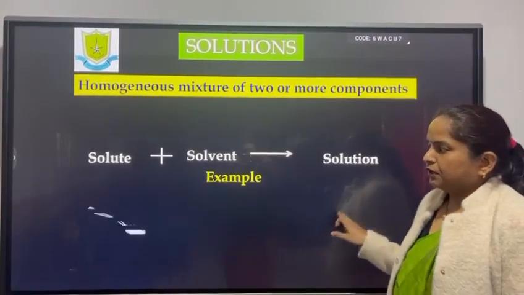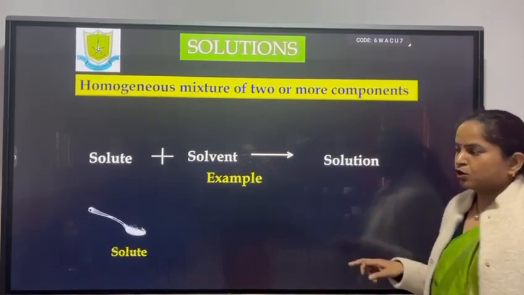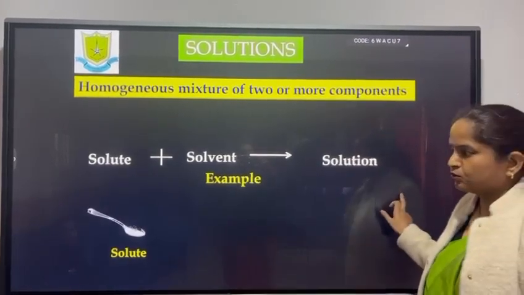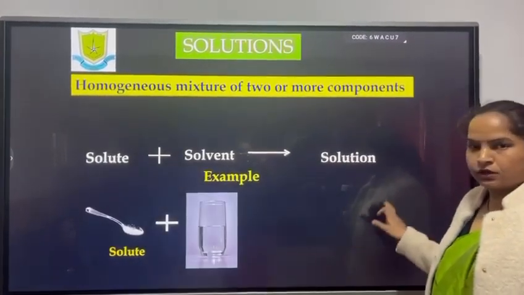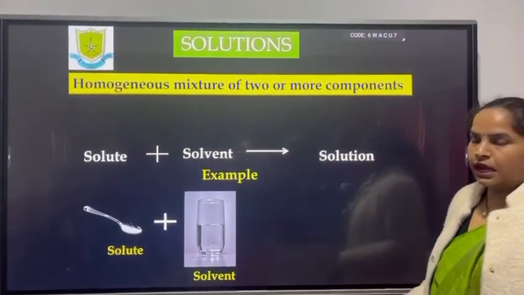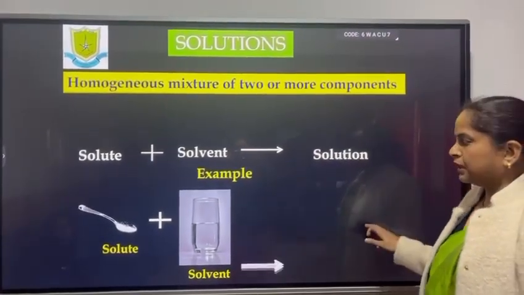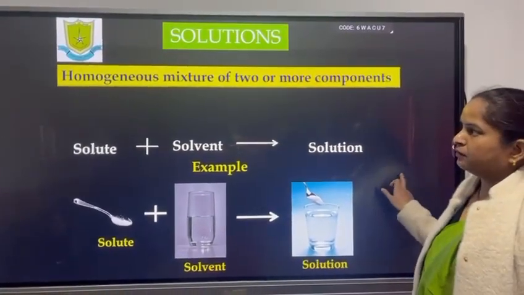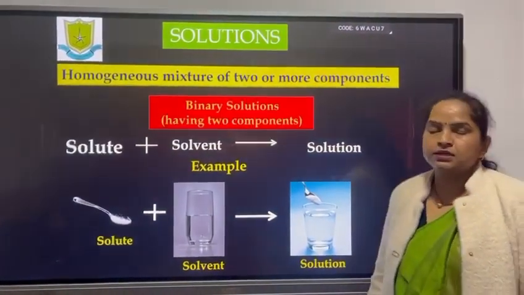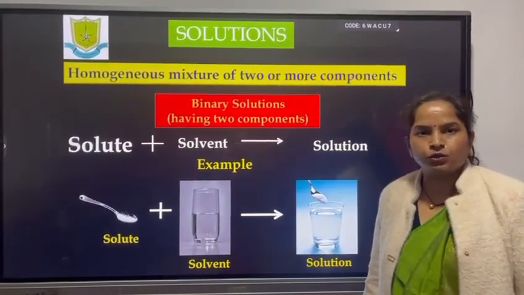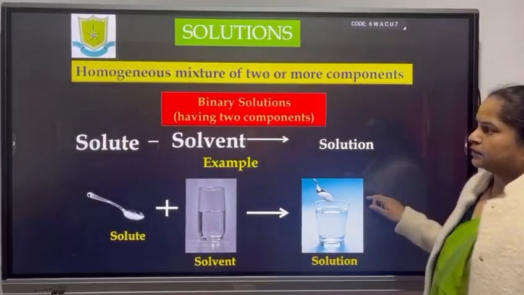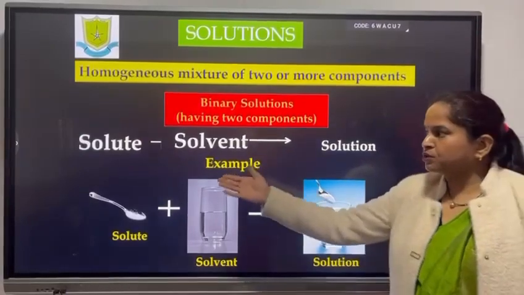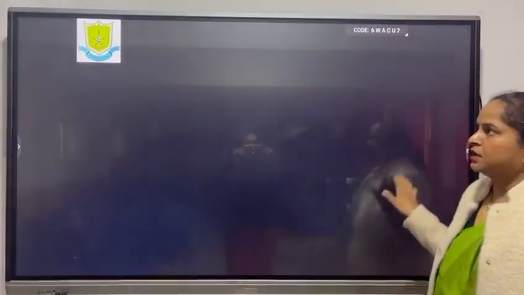For example, if we take sugar, which is in small quantity and hence is a solute, and we add it to water, which is in large quantity and hence is a solvent, then what we get is called a solution. If we take two components, this type of solution is called a binary solution, which has two components, solute and solvent.